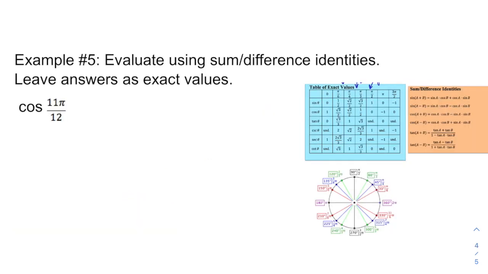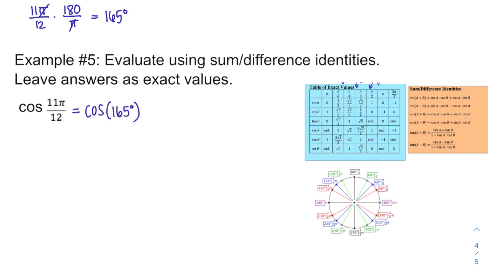Okay, our next example, same idea. We want to get an exact value for the cosine of 11 pi over 12. So I'm going to start here because I think it's really hard. 11 pi over 12. I'm just going to do a quick conversion. I'm going to multiply by 180 over pi. Pi's cancel. I get 11 times 180 is 1980 divided by 12, and I get 165 degrees. So really what we're working with here is cosine 165.